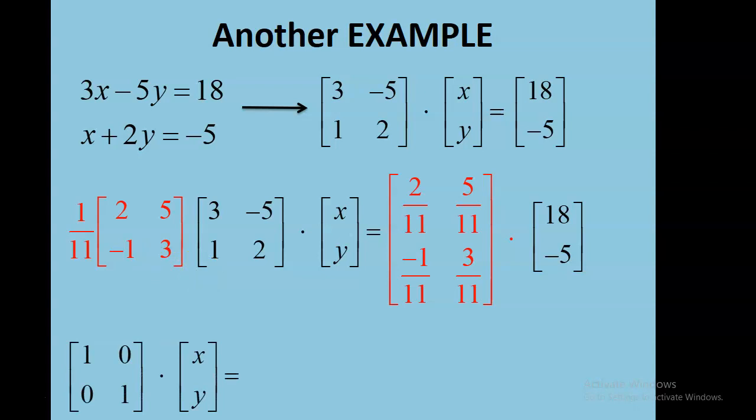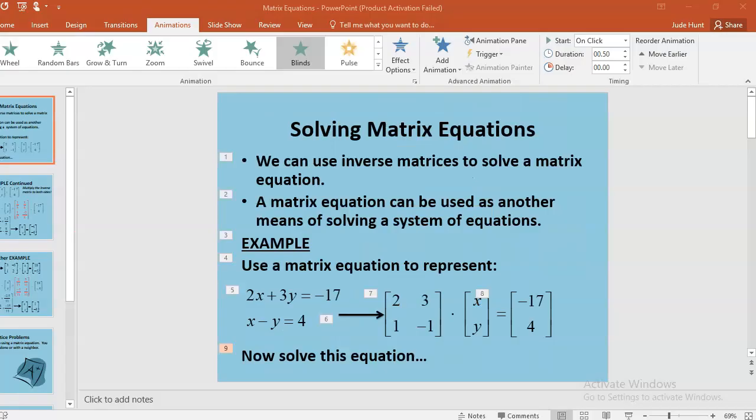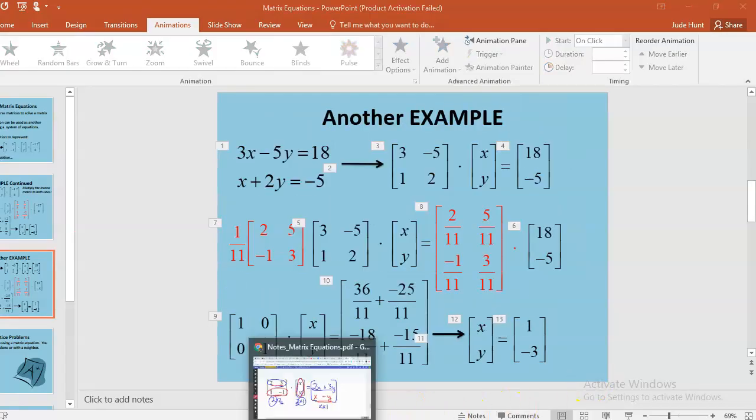And then when we multiply 2/11ths and 5/11ths times this, that would be 36/11ths minus 25/11ths, and negative 18/11ths minus 15/11ths. 36 minus 25 is 11, so that gives us 11/11ths, which is 1. And then we have negative 18 minus 15, which would be negative 33/11ths, which would be negative 3. So our solution is that x is equal to 1 and y is equal to 3, or excuse me, negative 3.